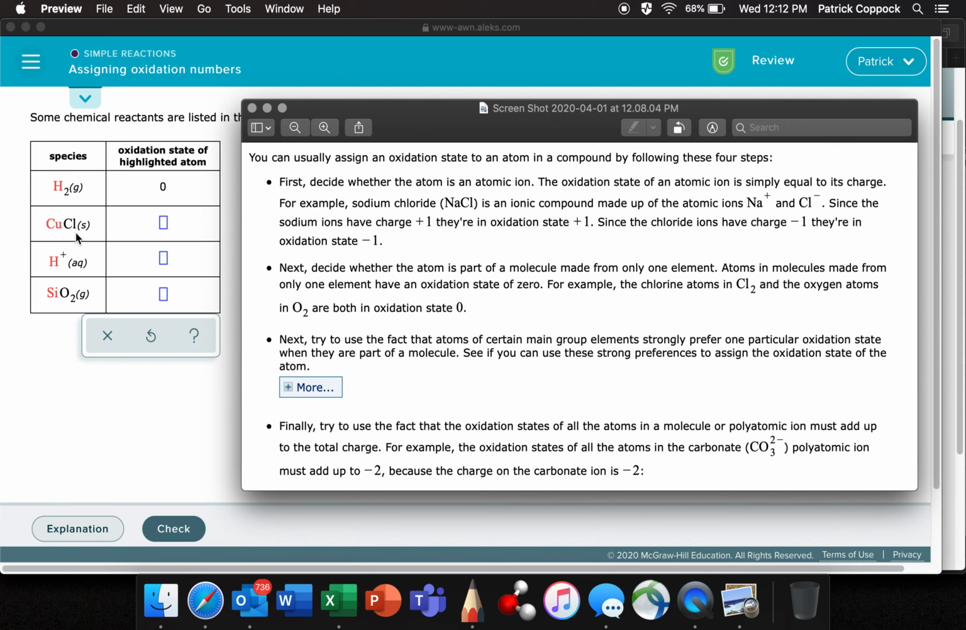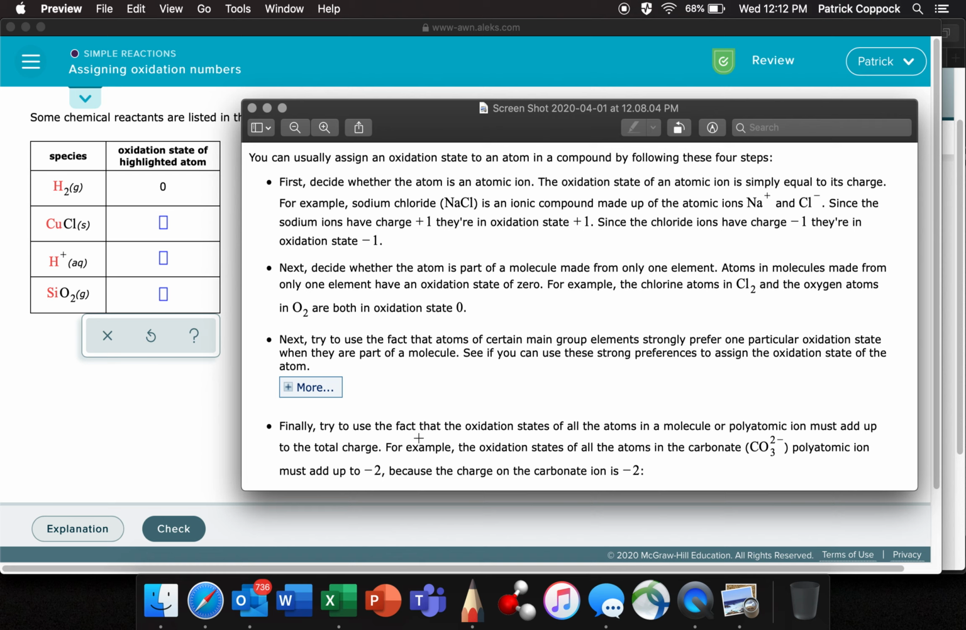This is copper 1 chloride. Okay? So is this an atomic ion? No, it's not. It's a formula. It's an ionic compound, right? Is it made of a molecule from only one element? No, it's not. Okay? Is it part of a main group element? No, it's not. Copper is a transition metal, right? So we have to look at the last one.